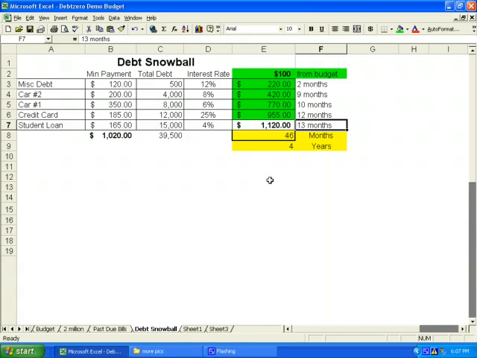So what does that mean to you? That means by using your budgeting tool and leveraging your income and controlling your expenses and taking that $100 from your budget, you have now paid off $39,500 in 46 months or 4 years. That is the power of the debt snowball.